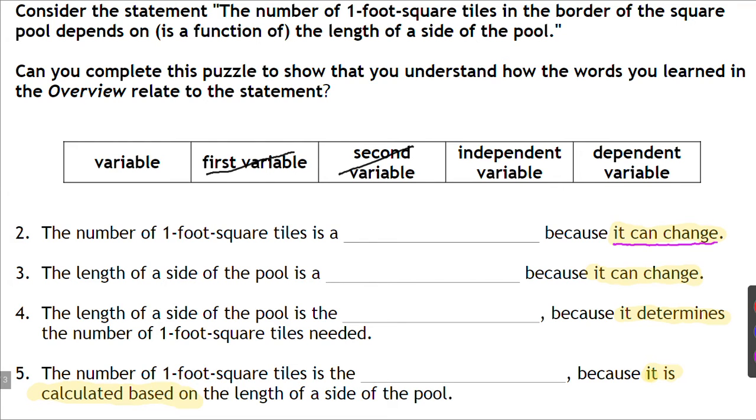Independent variable, we've definitely talked about. We've talked about how independent variable is the variable that the scientist can change, or that the person, builder, whatever, can change. And then we've talked about the dependent variable also being the number that's dependent on whatever we're changing, and it kind of is the result. So based off of those definitions, because it can change and there's no specific details, the number of 1-foot square tiles would be a variable.